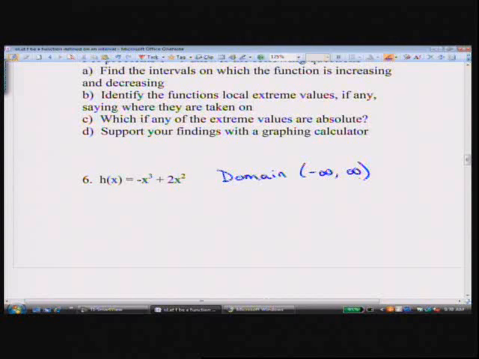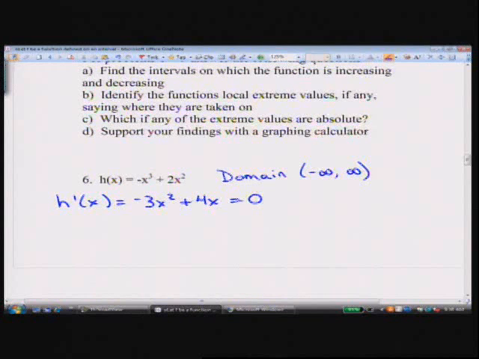Okay. All right, so in order to find the intervals on which the function is increasing or decreasing, I need to find the critical values and then test numbers to the left and the right of the critical values. In order to find the critical values, I need to find where the derivative equals 0. So Robinson, what is the derivative? No, what's the derivative of this function? Negative 3x squared plus 4x. Good. Okay, now I want to set that equal to 0, so how should I solve that?